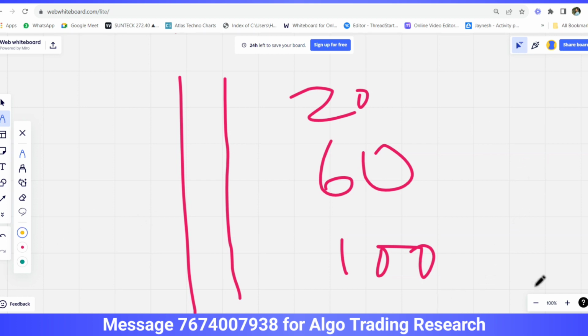Okay, 100 rupees. Anyone else? Can anyone tell, will 100 rupees be a good premium to buy in case of Nifty?